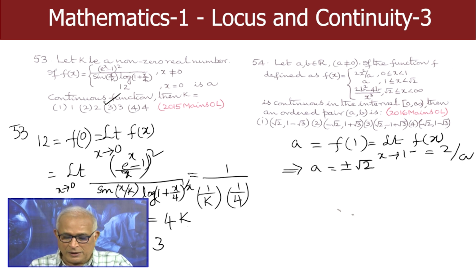So both options are there with a as the first coordinate: one value of a is plus √2, the other value is minus √2. Both options are in 1 and 2, and 2, 3 and 4 also have them. And you cannot stop here and jump to the answer by using the elimination process. So you have to also find the value of b so that you will know the correct ordered pair a, b.